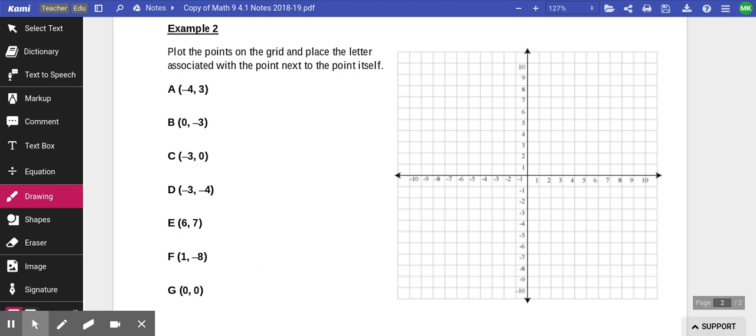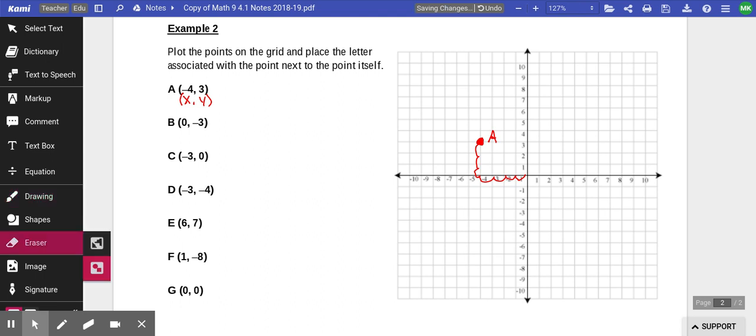Example 2, I just want you to take those points and plot them on the graph. Do it on your own. I'll do A for you and the rest are all on you. So A is negative 4, 3. Negative 4 is my X. 3 is my Y. X is left, right. Y is up, down. That means I'm 4 to the left, 3 up. 1, 2, 3, 4 left. 1, 2, 3 up. That is point A.